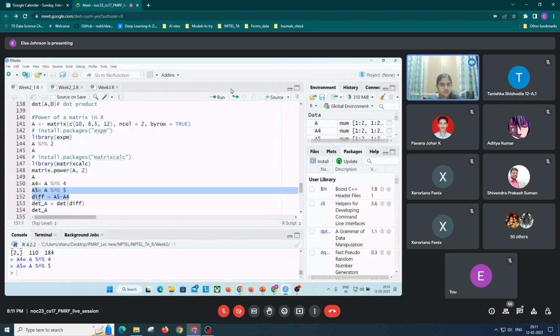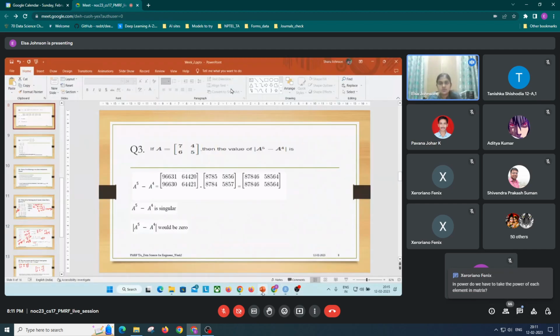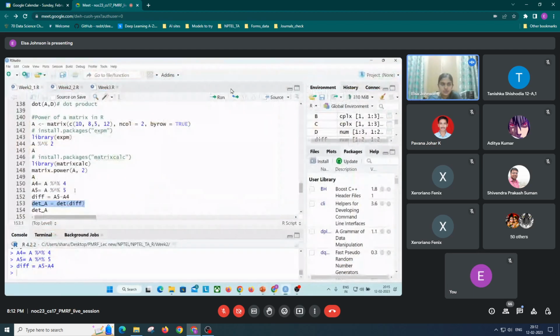Then I'm just putting the difference in another variable, and then we had to find the determinant of A raised to 5 minus A raised to 4. So just put det, the determinant command, to find the determinant. So I'll just run this one.